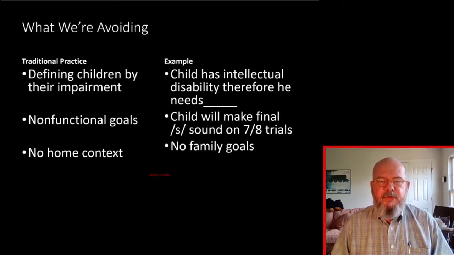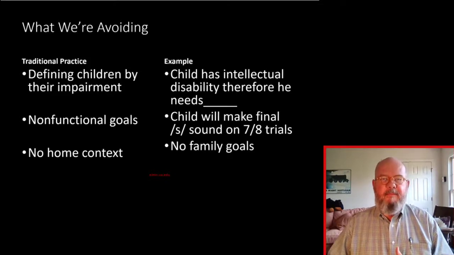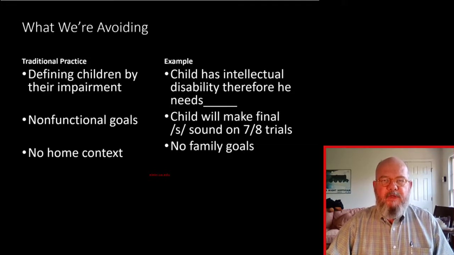First, defining children by their impairment. For example, the child has an intellectual disability, therefore he needs fill in the blank, as though knowing what the child's diagnosis was indicated what the child actually needs. A second thing that we're trying to avoid is non-functional goals.